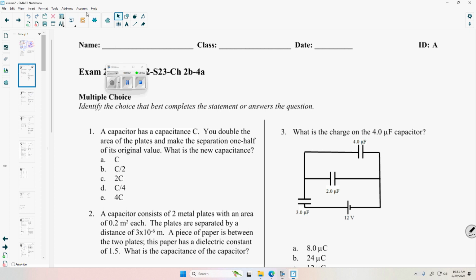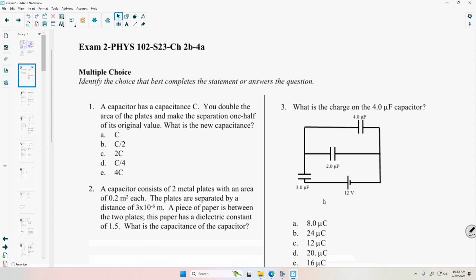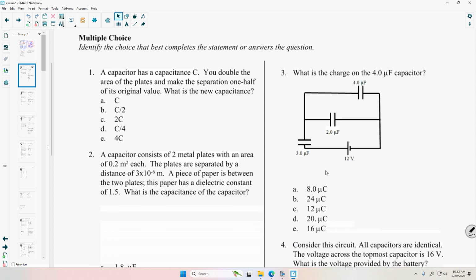All right, so this is question 3 and 4, spring 23. I said a student had asked about this, and it's a good indicator of what you'll see on the exam. Here first, what is the charge on the 4 microfarad capacitor? That's on this capacitor right here.